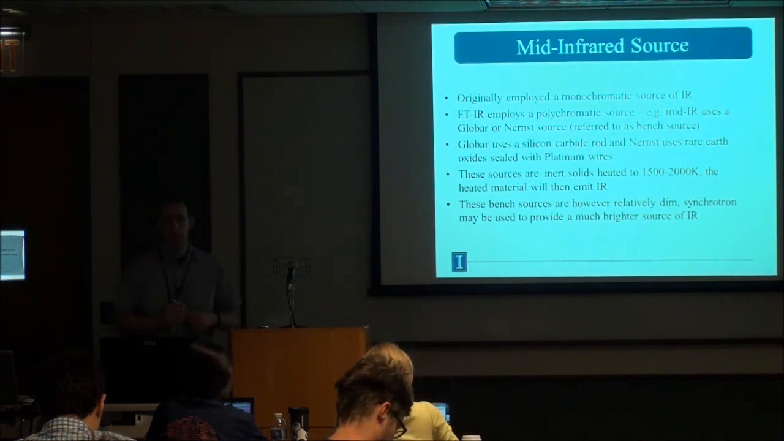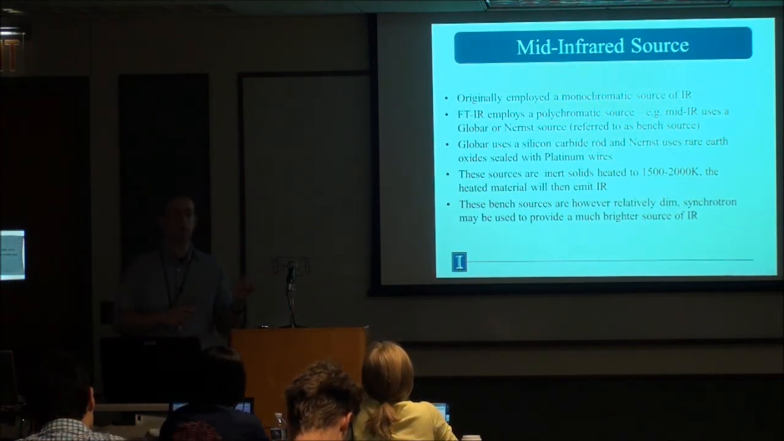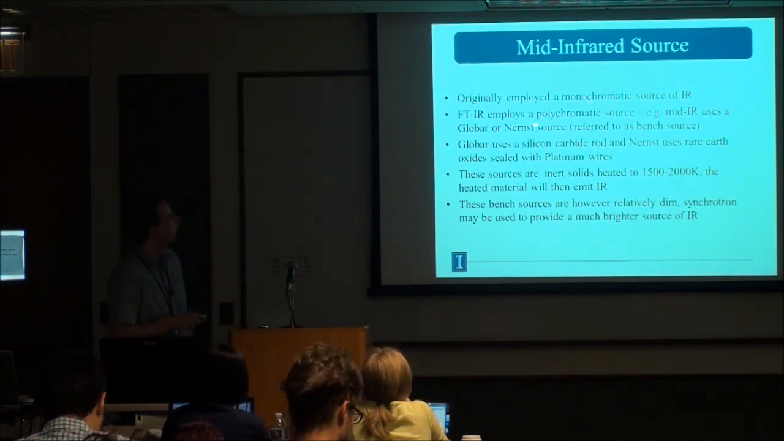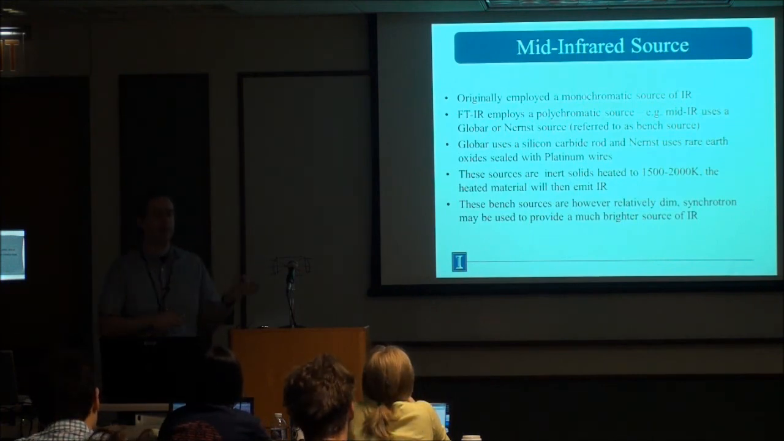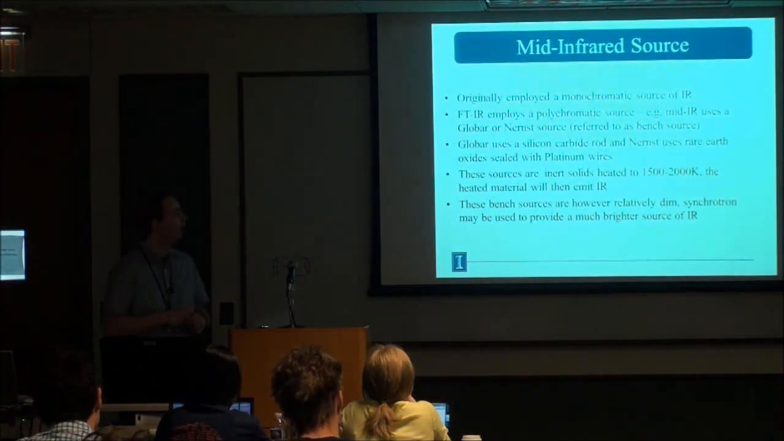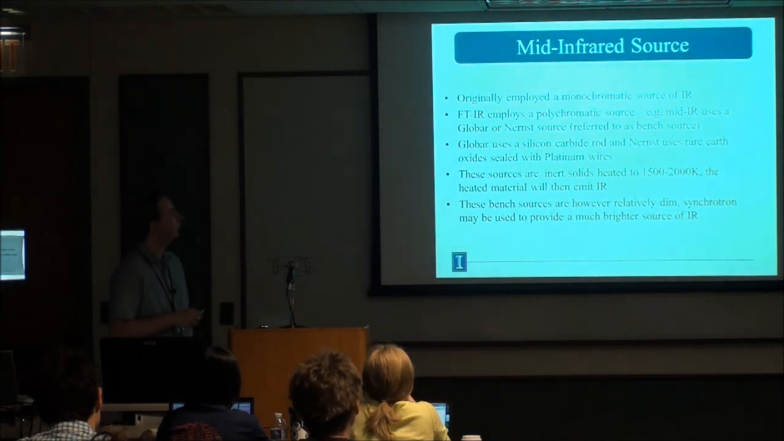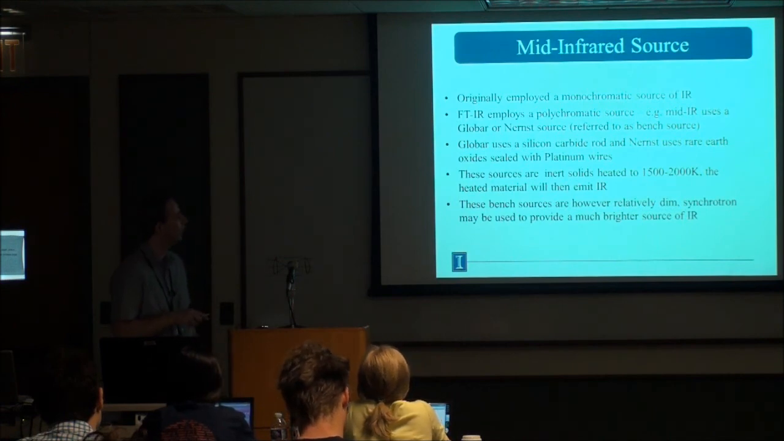As I said, the main source is this Globar mid-infrared source, which you have in your desk, in your benchtop. There are 2 types, Globar and Nernst. Essentially this is a heated wire. You heat it very high, it emits infrared. This is actually fairly dim. It's still a lot brighter than something like the older monochromatic sources, but it's still relatively dim.